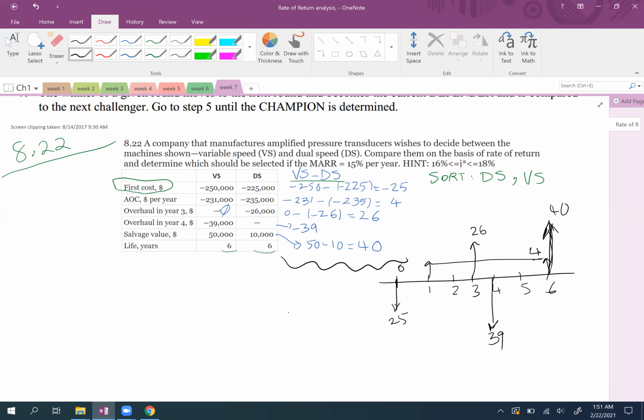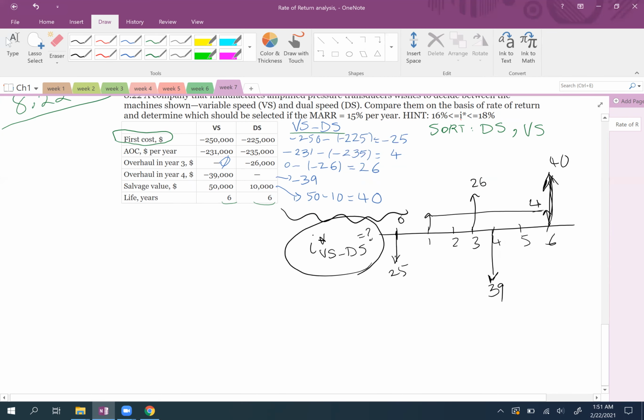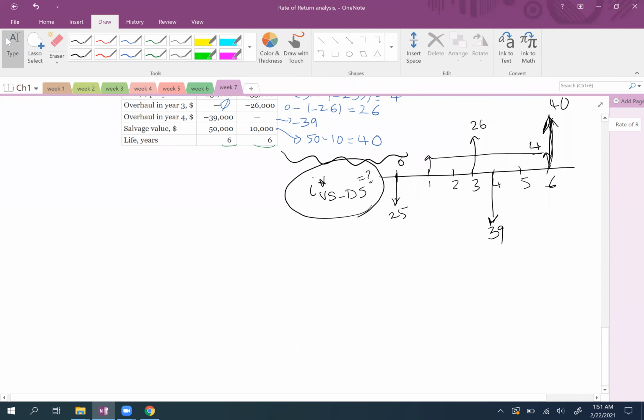So I need to calculate the I star of this incremental analysis and see what this value is. Then I will compare it with MAR and I will proceed. So let's just go back to chapter 7. In chapter 7, how did we calculate the rate of return? For example, I can calculate present worth as a function of I and set it equal to 0.